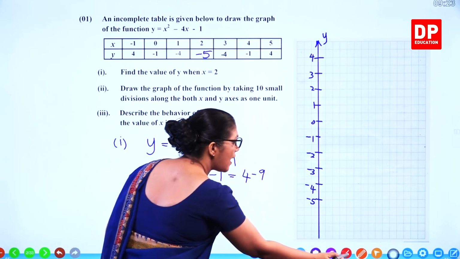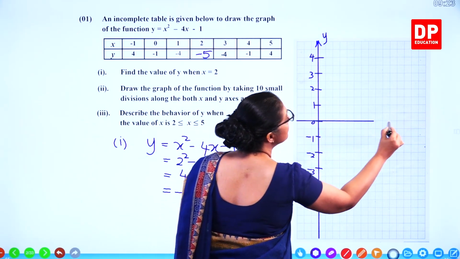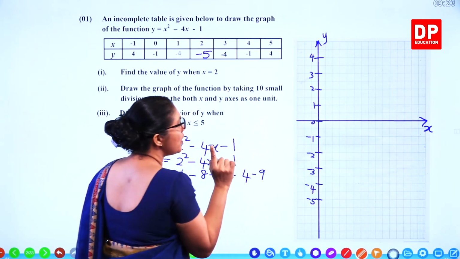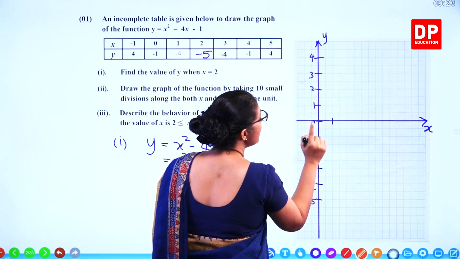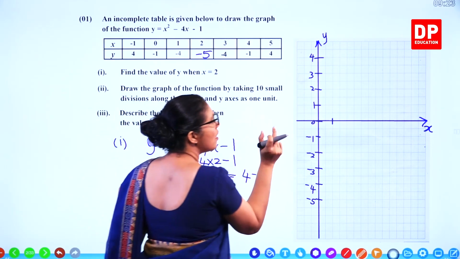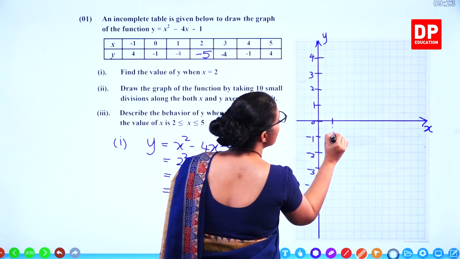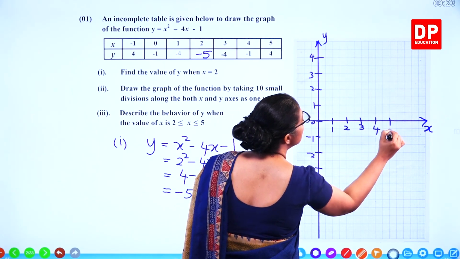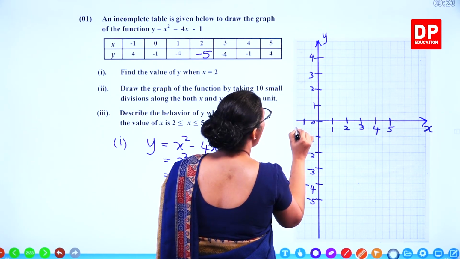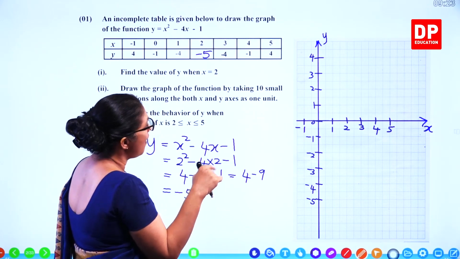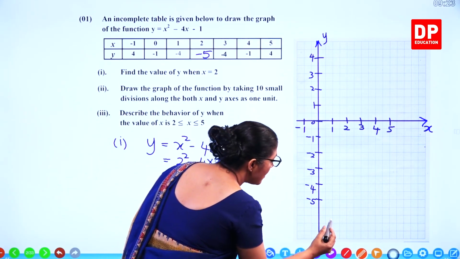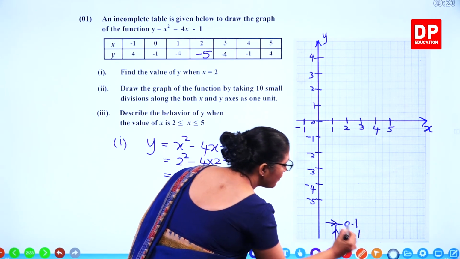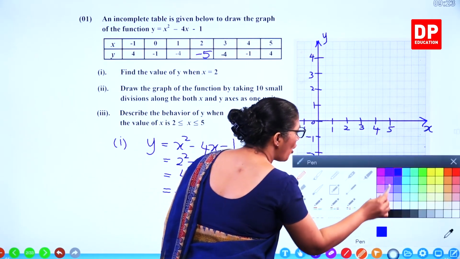Then you can draw the x-axis. X-axis is here. We know that 10 squares is 1 unit. What is a very small square? 1 over 10, that means 0.1. The x-axis goes up to 5, and on this side negative 1. So now we have the scale. You can write 1 square is 0.1 this way, and this way also 0.1. Now we can mark the points.